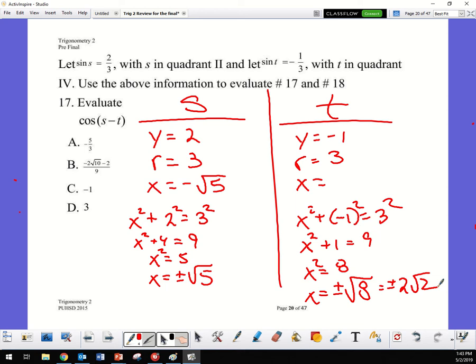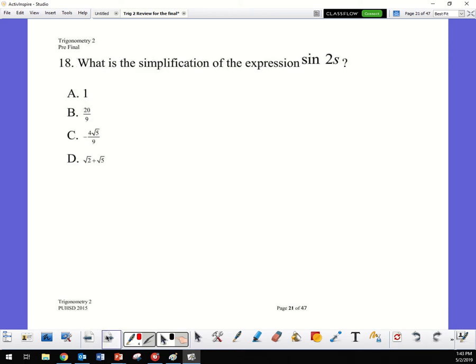So I have all of this. Now I have all the information. Let's see, 17.